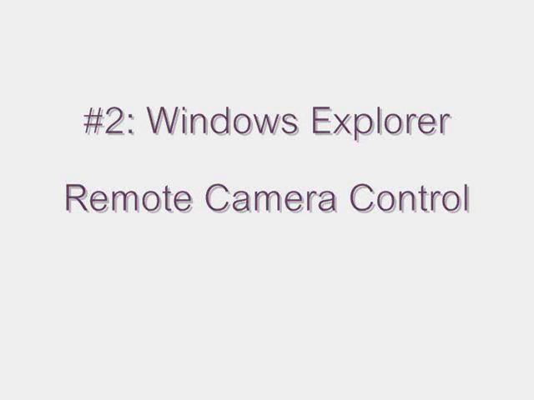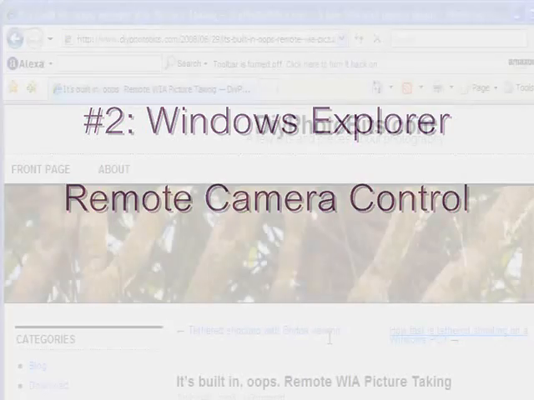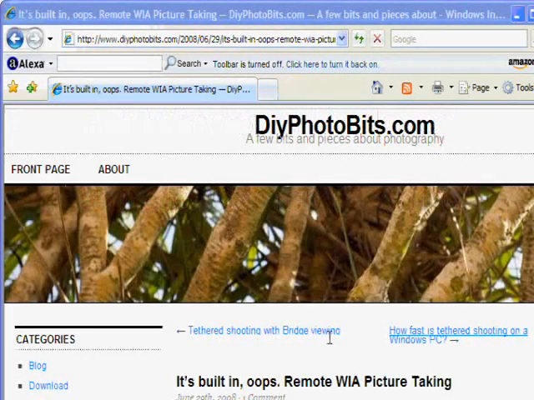In this video, I'll explain how to use Windows Explorer to remotely control your camera to take photographs from the keyboard or mouse rather than from the shutter release. This is actually a very convenient and easy to use feature that's just not very obviously displayed.